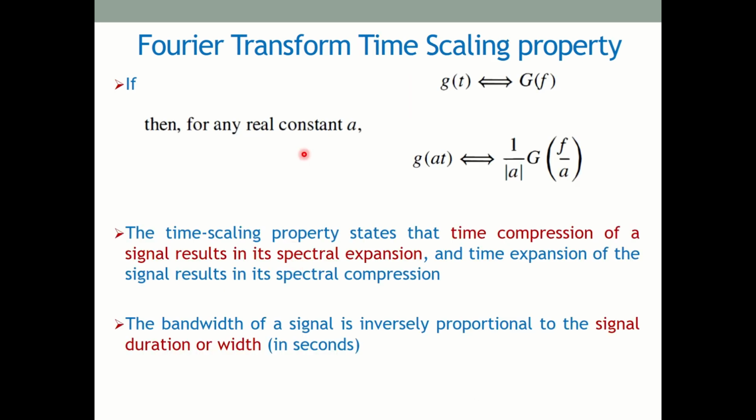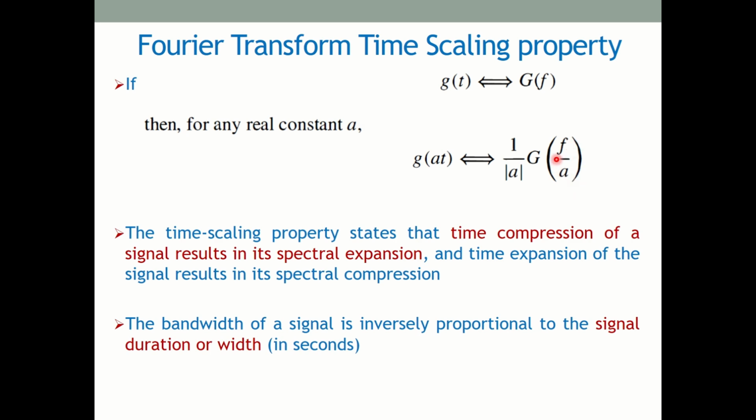Then we have the time scaling property. If we scale the time, let's say we multiply it with a constant a, then that means we divide the frequency by a. So we change the variable f into f by a, and also the amplitude is changed by 1 over a. Now the time scaling property states that the time compression of a signal results in its spectral expansion. So here you can see if the time is compressed, for example, a is 2, a positive quantity, then we will see expansion in the frequency domain.